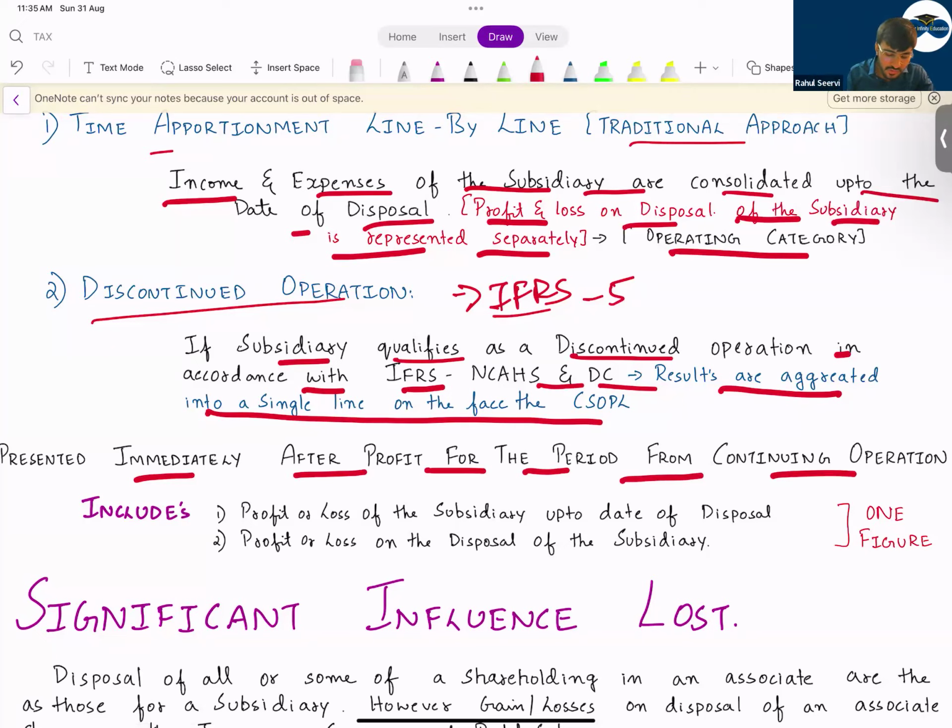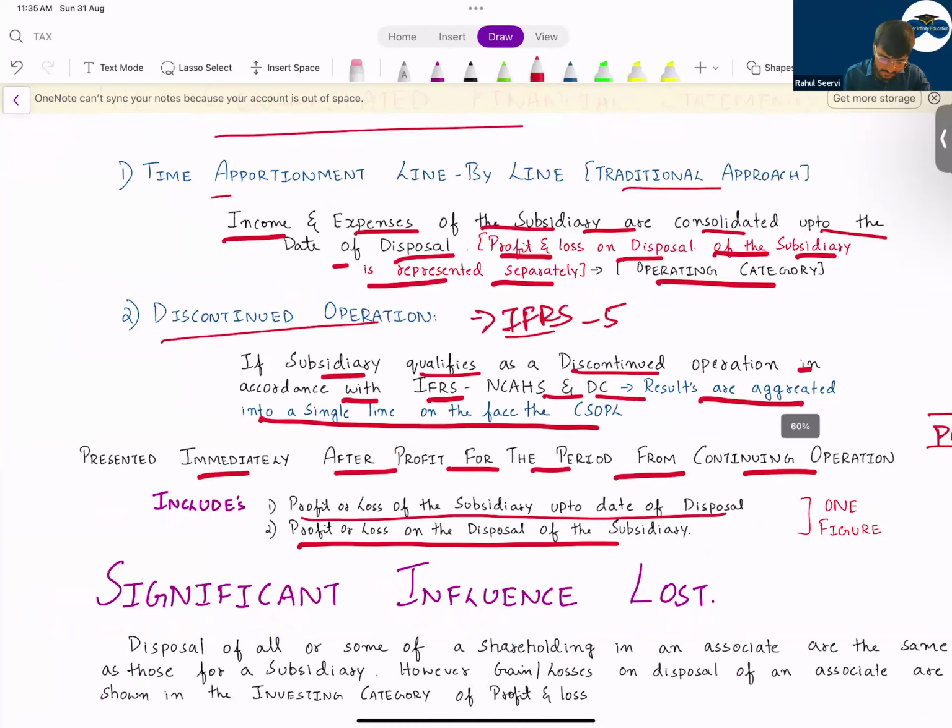Once you write down the profit from continuing operations, after that comes this line. The single line adjustment will include what? Profit or loss from the subsidiary up to the date of disposal and profit or loss on disposal. You will not write these two points separately, only one line, but the calculation will be shown in the notes to accounts. So with this, I hope this is clear to everyone.